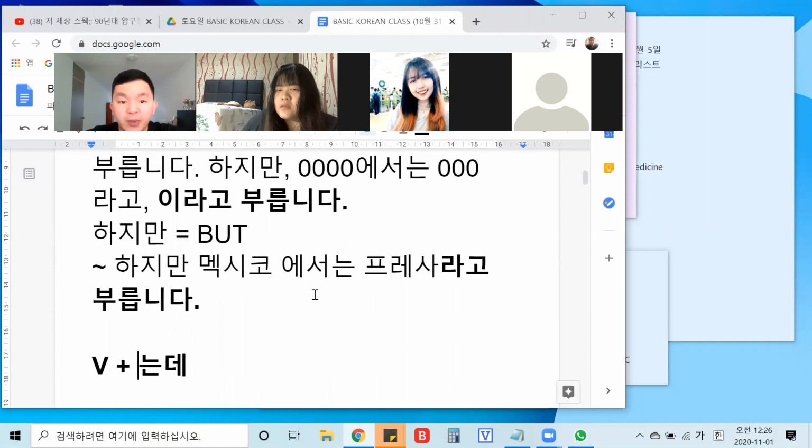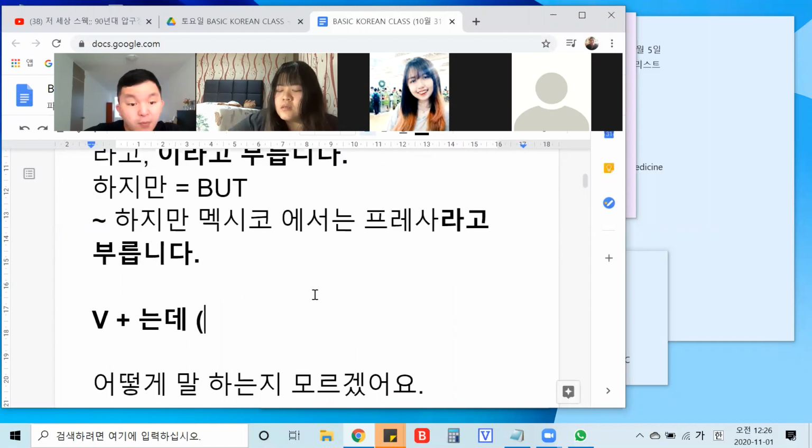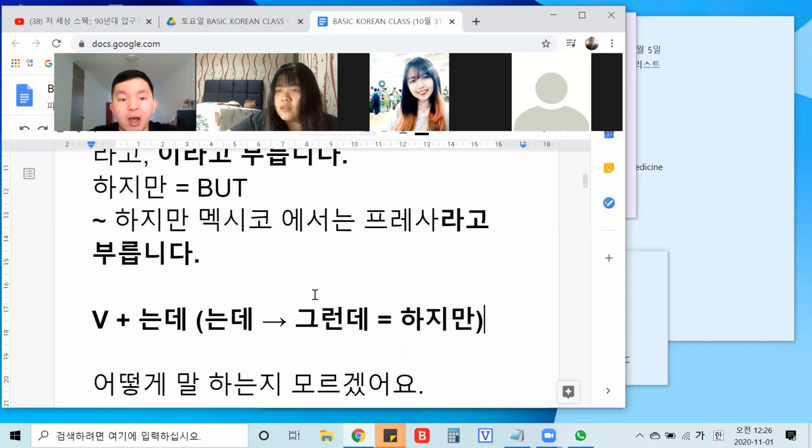Yeah, verb plus 는데. Simply, 는데 is from 그런데 actually. And what is the function of 그런데? 그런데 is the same as 하지만. There we go. Now you understand it. 하지만, what was the meaning? But. And the 그런데 meaning is "but" as well.